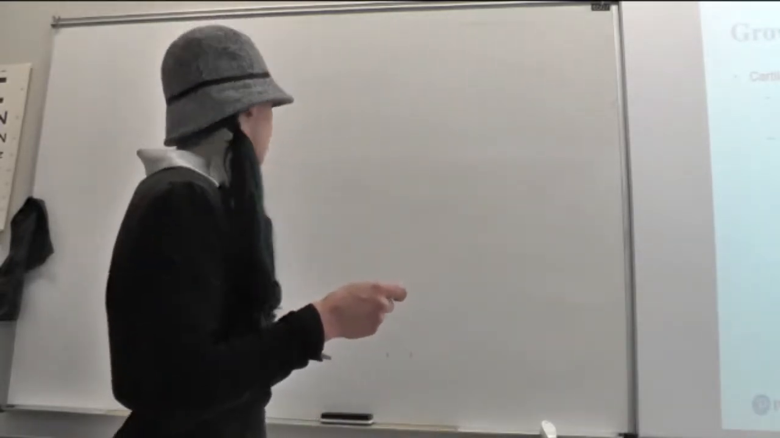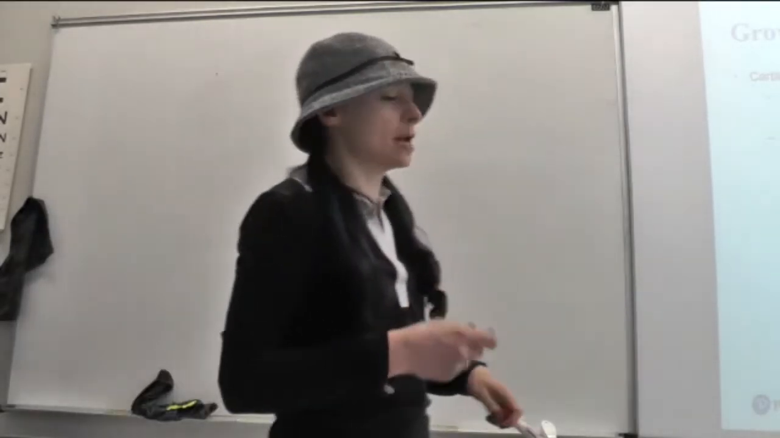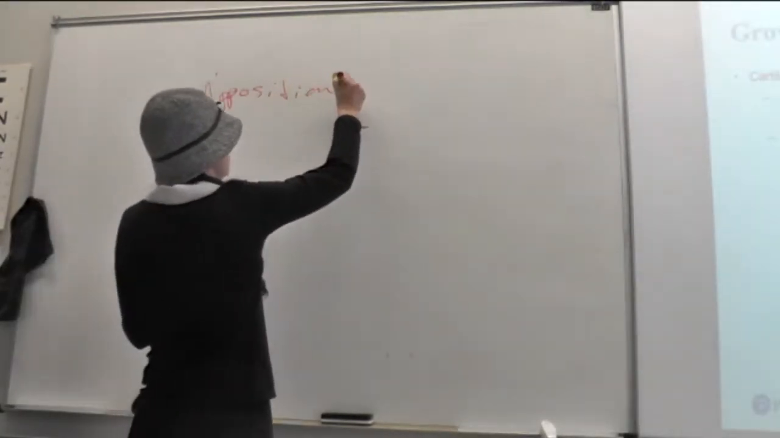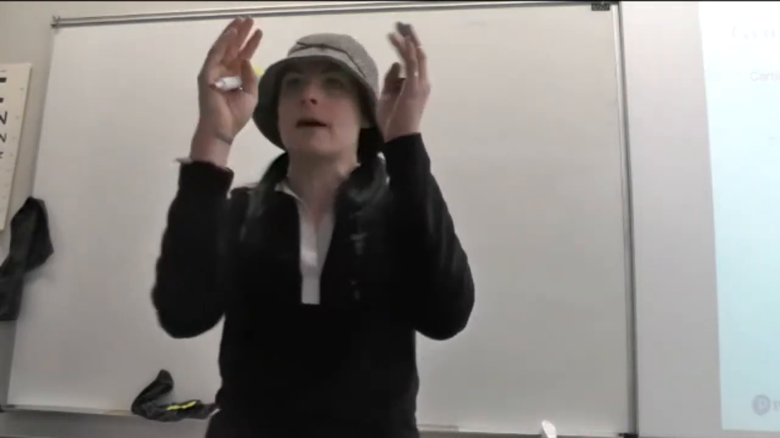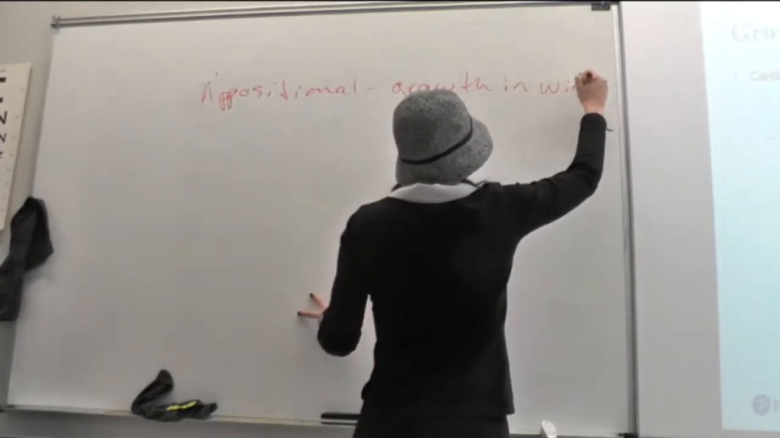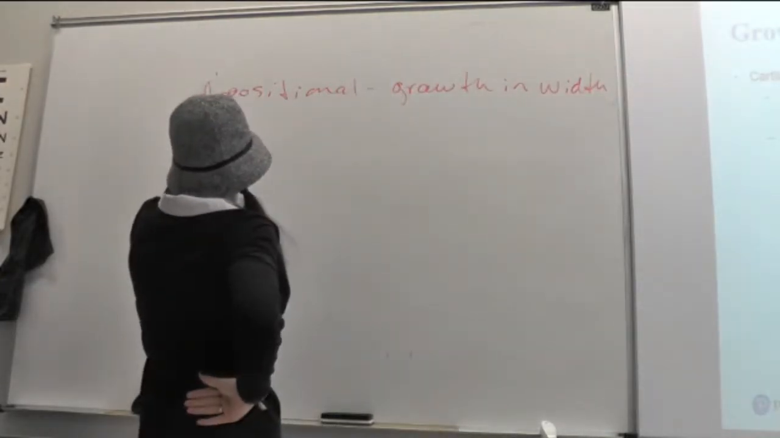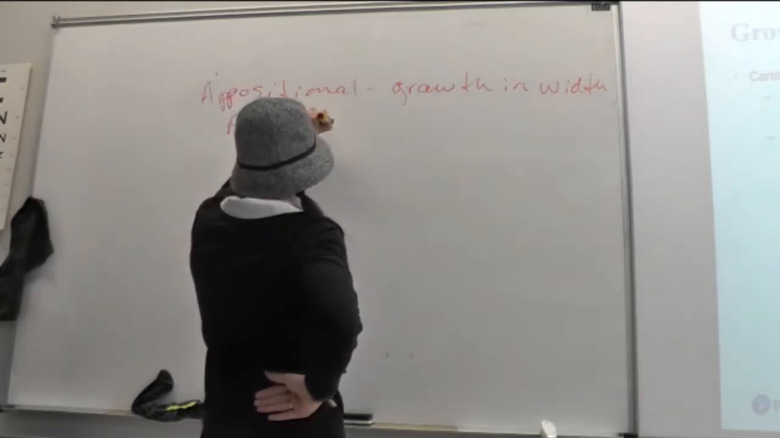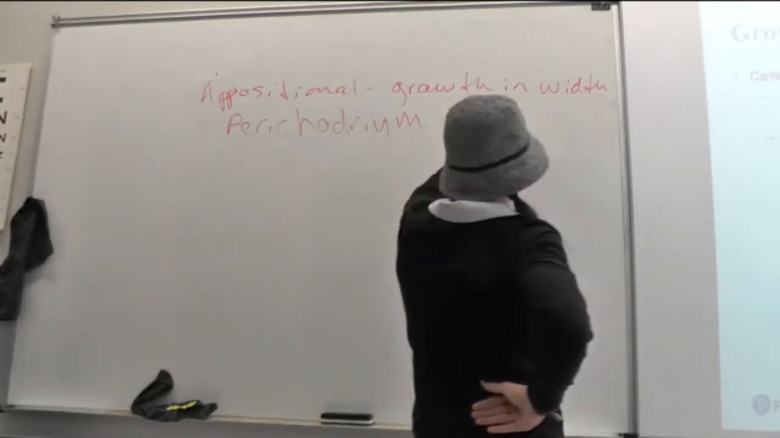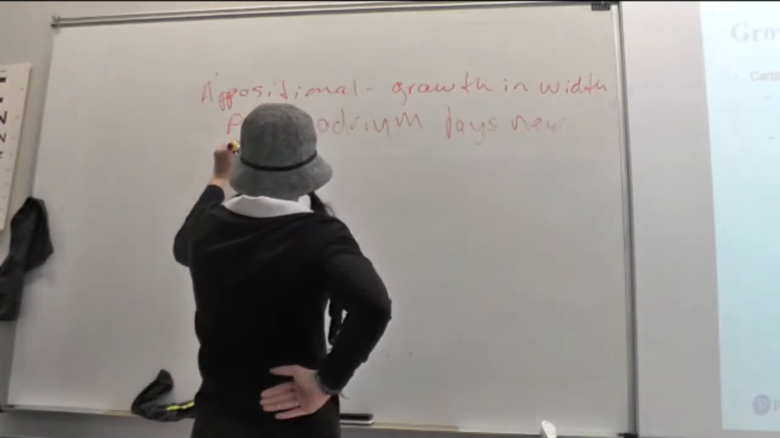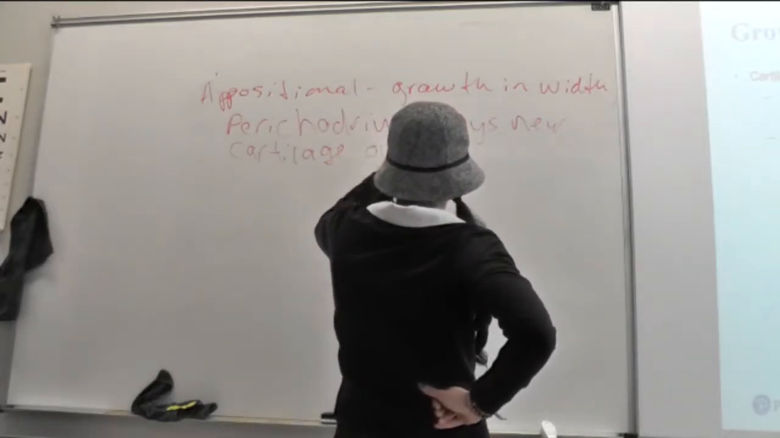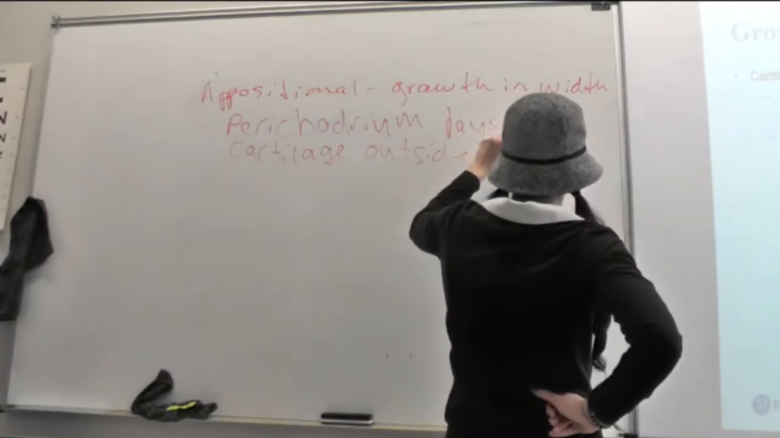So for cartilage growth and for bone growth, we grow in 2 ways: by appositional growth, or growth in width. So for appositional growth, this is growth in width, and what happens is we lay down new cartilage on old cartilage because of that perichondrium. So appositional growth is growth in width, and we could say that the perichondrium lays new cartilage outside of old cartilage, or outside of older cartilage.